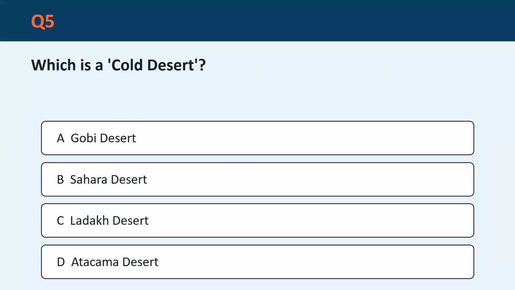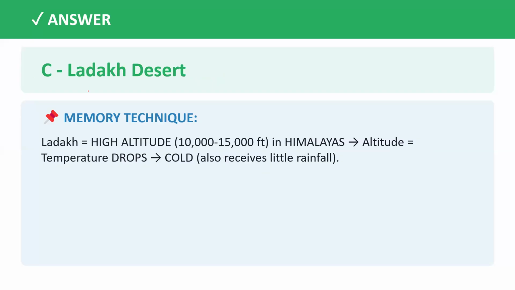The next question is, which is a cold desert? The options are Gobi Desert, Sahara Desert, Ladakh Desert, and Atacama Desert. And the answer is Ladakh Desert.